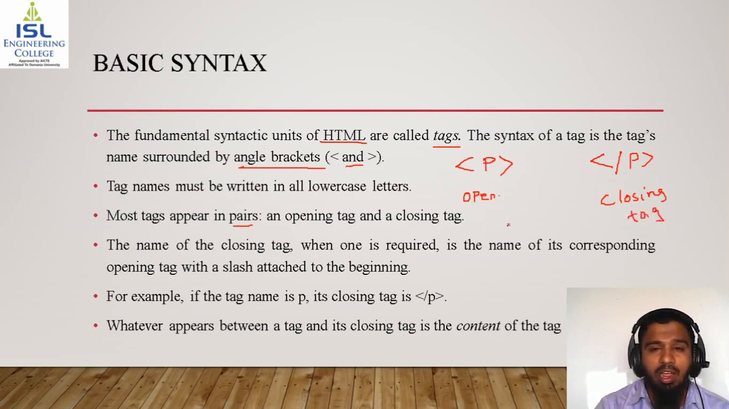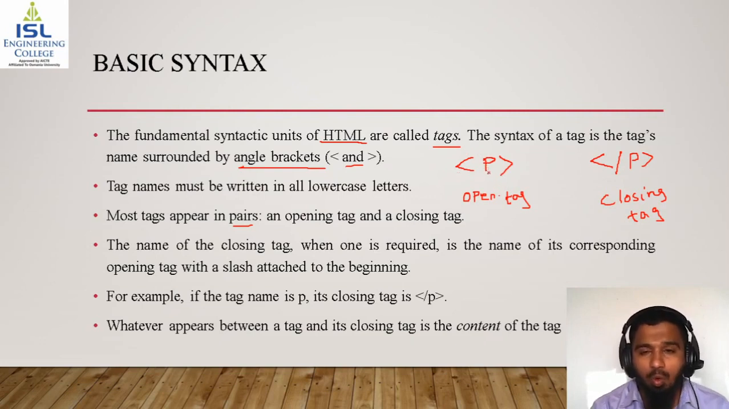Closing tag, opening tag. How can you identify which one is an opening tag and which one is a closing tag? In the opening tag, you will not get any slash. We will just have, for example, p. This is an opening tag, okay? And here is slash p. That means this is a closing tag.